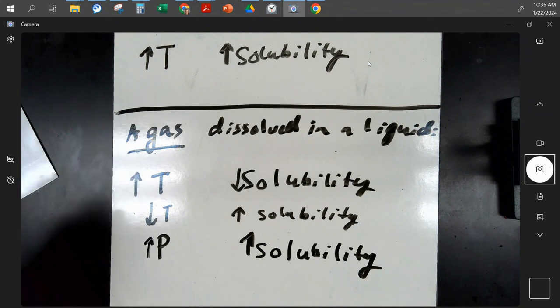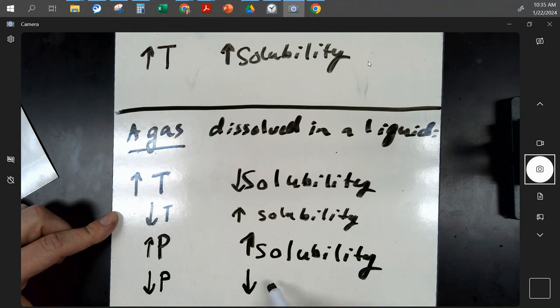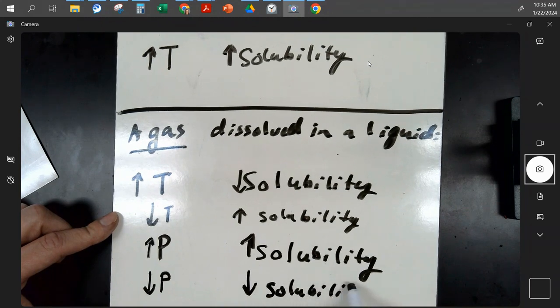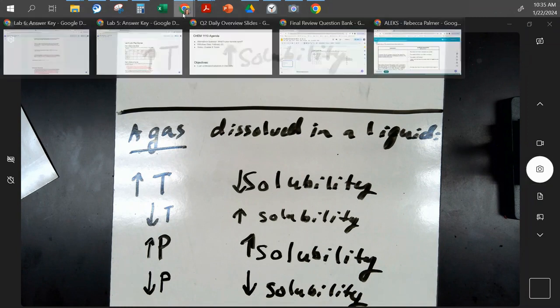If you think about your experience with pop bottles, that makes the most sense here. I think that's the thing that we've experienced the most. If we decrease the pressure, then the solubility of a gas dissolved in a liquid decreases. So just like if you open the bottle, you're releasing the pressure, the gas can come out of the liquid. Okay. So these are the principles that we need to know to be able to do this topic. Questions so far? Okay. All right. Let's go to our topic.